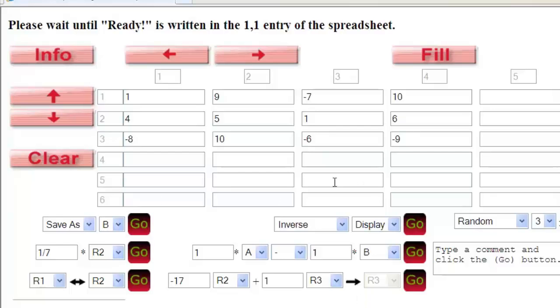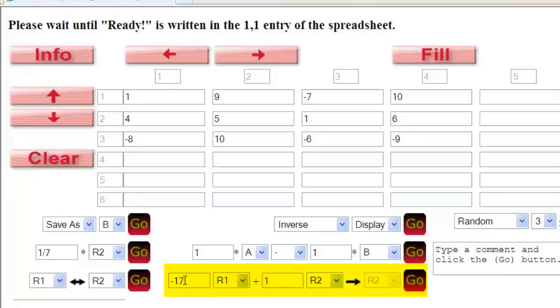Say go. Once we've done that, we now want to reduce each row so that the element below the 1 in column 1 is a 0. And we do that by performing a row operation. We can apply a row operation that says take a non-zero multiple of one row, add it to another row, and replace that second row.